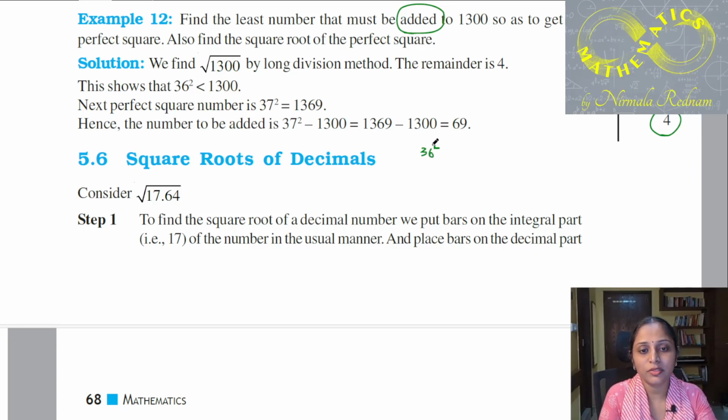The next perfect square adjacent to 36 squared is 37 squared. Correct? Now 37 squared is nothing but, you will have to find that square. You're going to do 37 into 37 and see that the answer is 1369, right? So if this is the next perfect square, that means what am I adding to 1300? I'm adding 69. So my answer is 69.